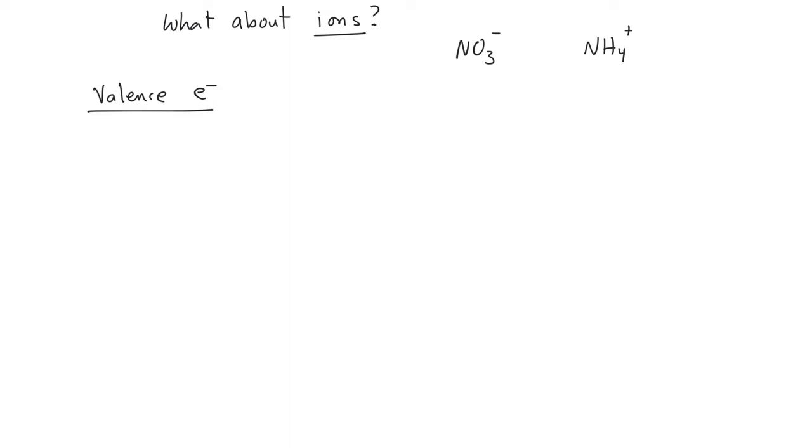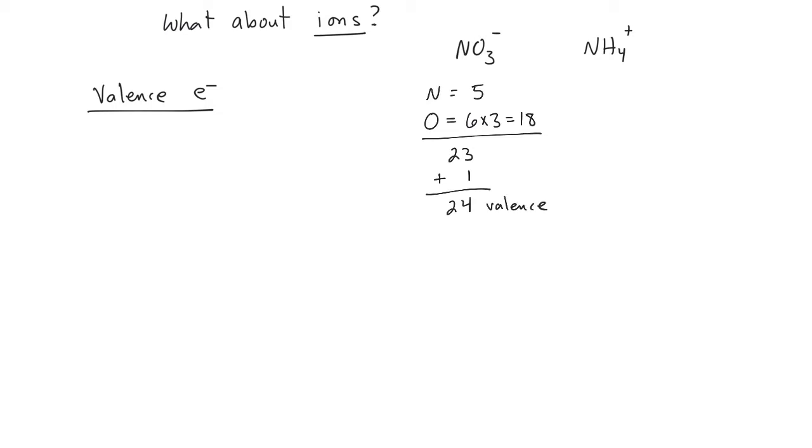For a negative ion, we add the same number of electrons as we have negative charges. For cations, we subtract the same number of electrons as we have positive charges. So when we count the number of valence electrons for the nitrate ion, we see nitrogen has 5, oxygen has 6, times 3 is 18. And then that is a total of 23. We will add 1 for the negative charge, and so that gives us a total of 24 valence.